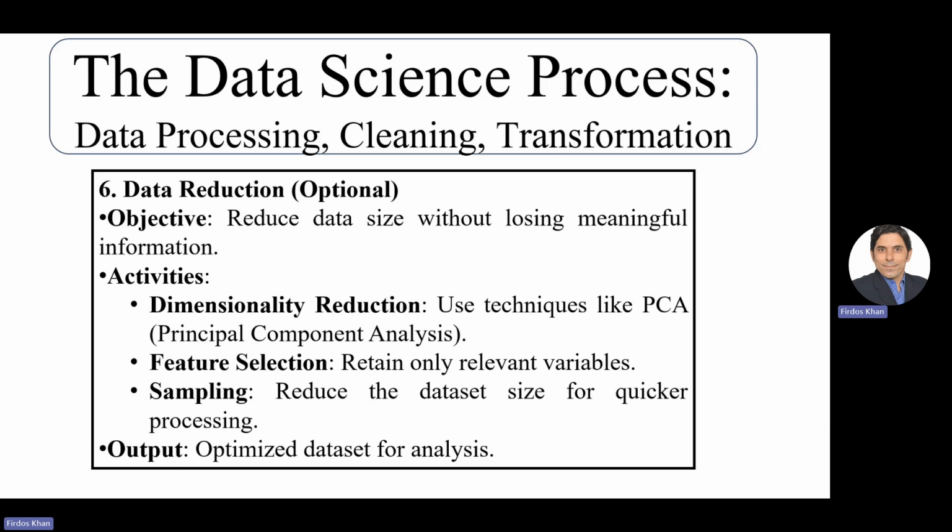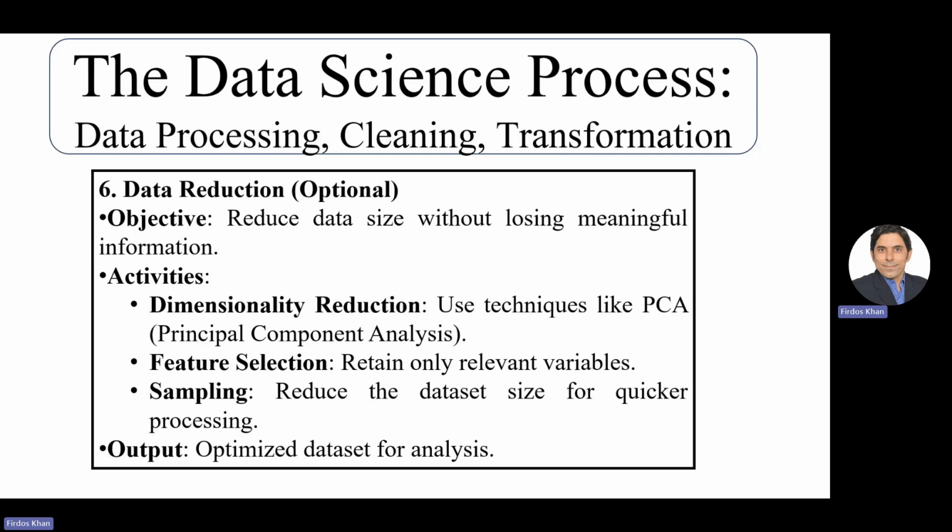This is now the optional step, data reduction. Normally we use PCA, principal component analysis, and other things, to reduce the number of variables. The objective is to reduce data size without losing meaningful information. This is very important. You should keep in mind, without losing meaningful information. This is extremely important in modeling, because we are modeling the process, the system, and we need to model that correctly. Once we model the process correctly, then we can have accurate, good prediction.